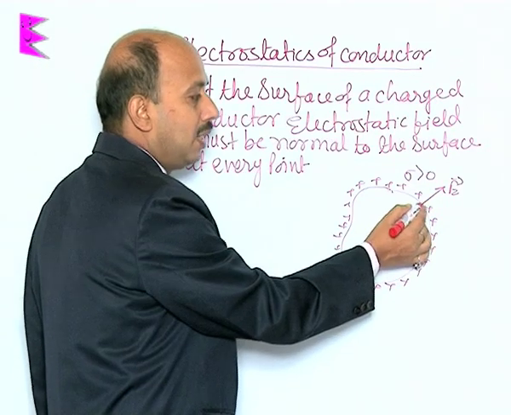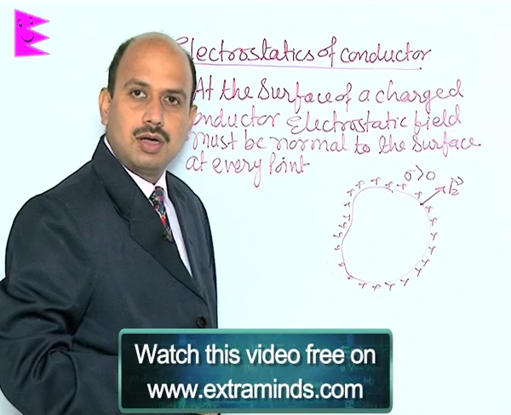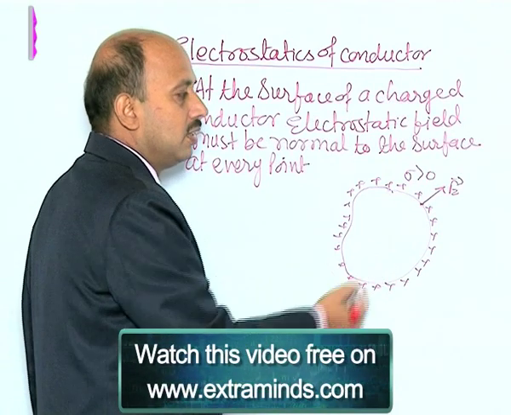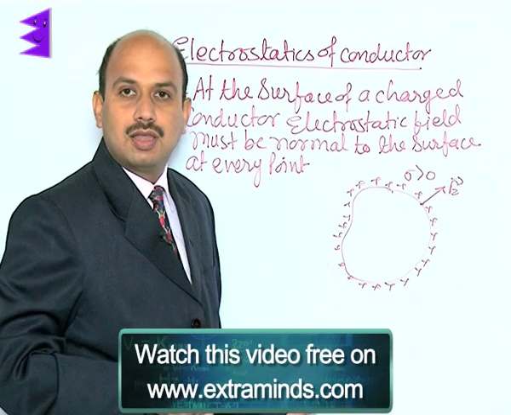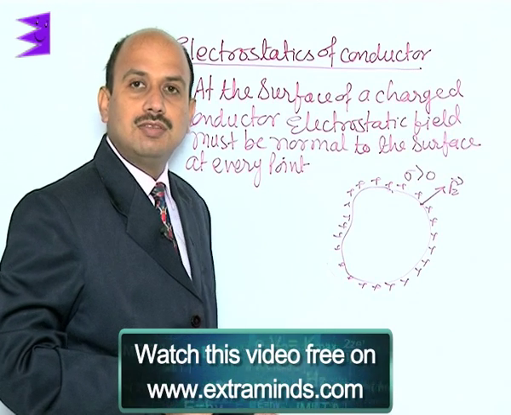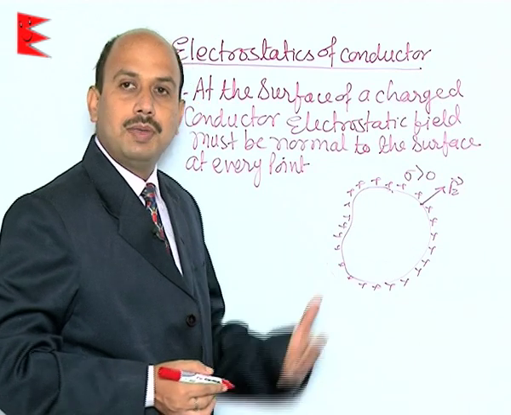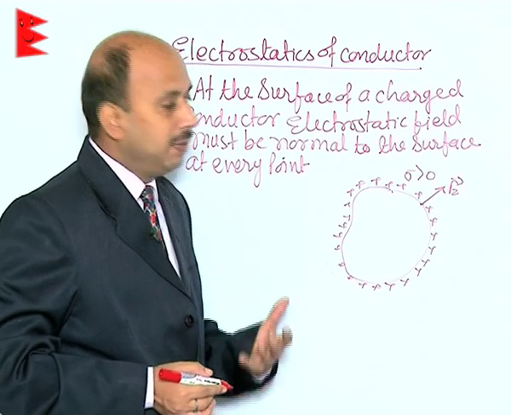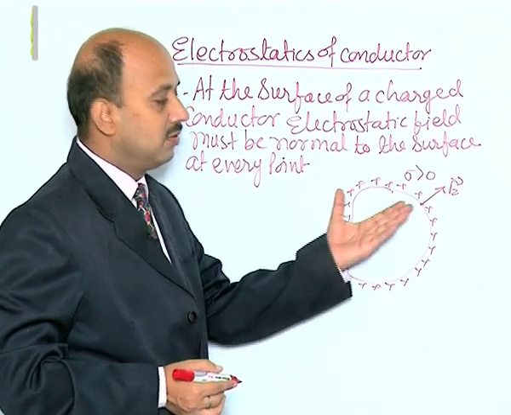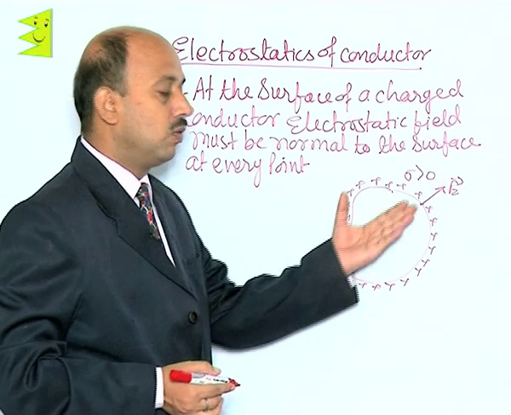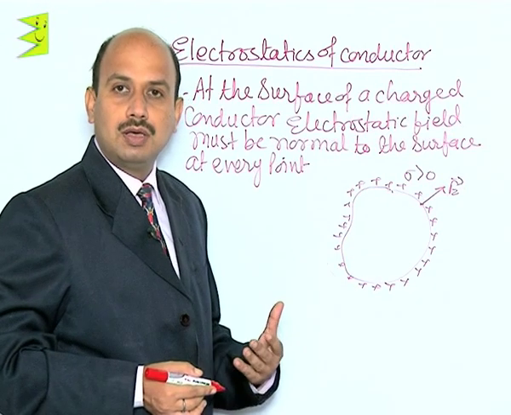So actually what happens, if you keep a charge at any point on this surface, then this charge does not move tangentially. It means there is no tangential component of the electric field, or you can say no charges are moving here along the tangent. It means the electric field at the surface is perpendicular to the surface, or normal to the surface.